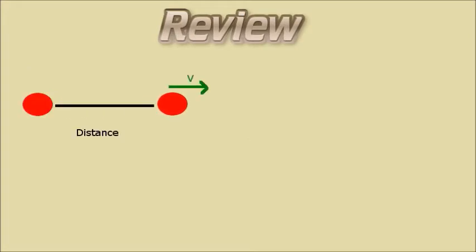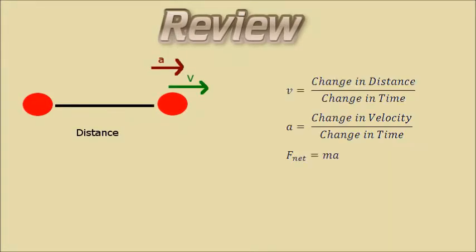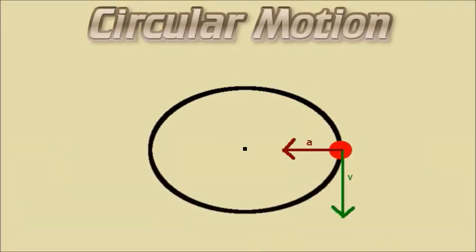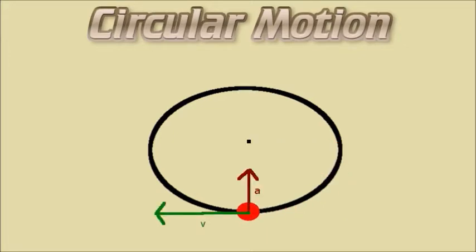So far in physics, we know that an object's velocity is its change in distance over time, and an object's acceleration is its change in velocity over time. We also know that if there's an acceleration, there has to be a net force to cause it. An object moving in a circular motion is always revolving around a central location.